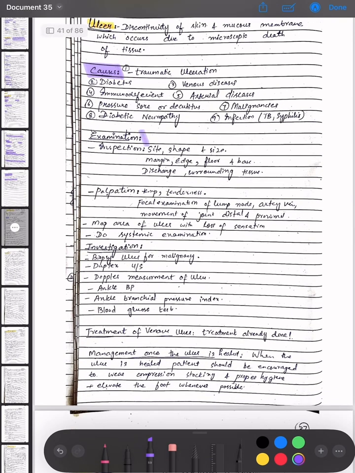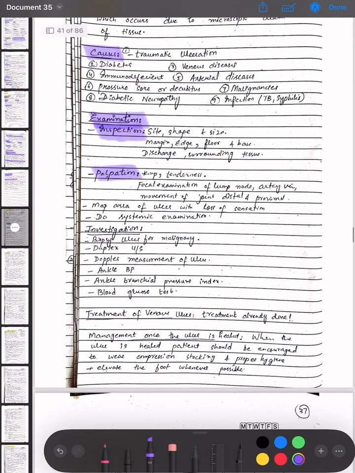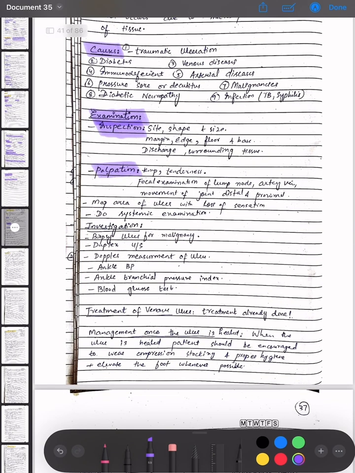Then we will do the examination for ulcers. First of all, we will do the inspection and palpation. On inspection, we will see the site, shape and size, the margin, the edge, the floor, and the base, and the discharge and the surrounding tissues. On the palpation, we will check for the temperature and tenderness. Then we will check for focal examination of lymph node, artery, and vein.